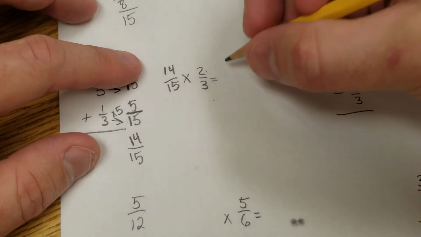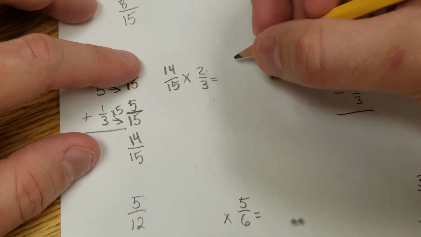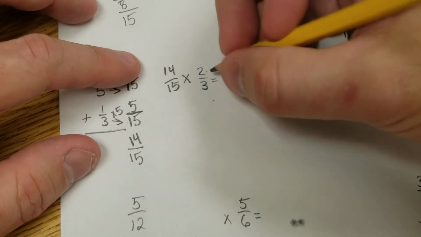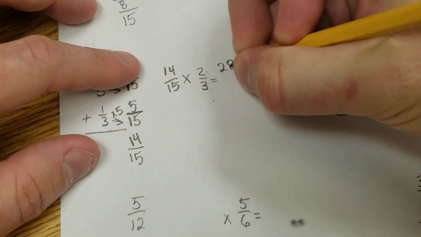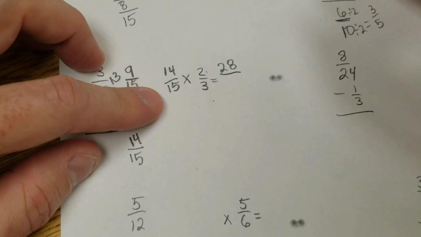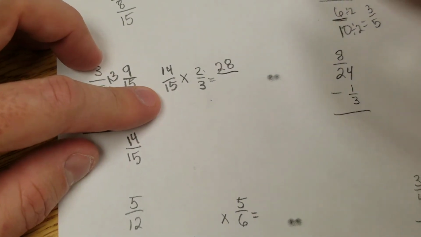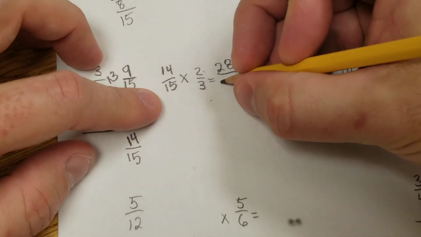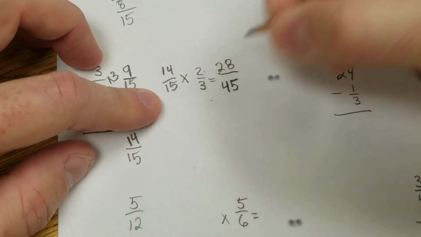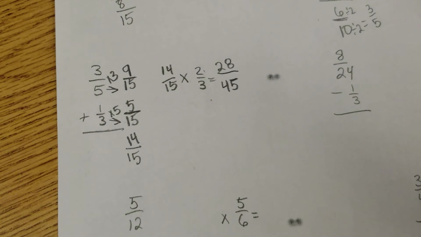14 times 2, you can work it off to the side if you don't know what it is, or you can do 14 plus 14, but the answer is 28. 15 times 3, you can work it off to the side if you don't know the answer, but 15 times 3 is 45. And surprisingly, even though this is a huge number, that is simplified. There is nothing we can skip count by that will say both 28 and 45.